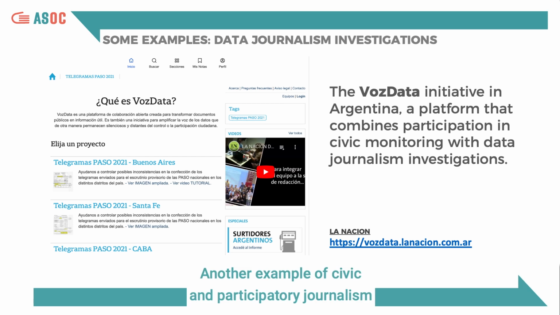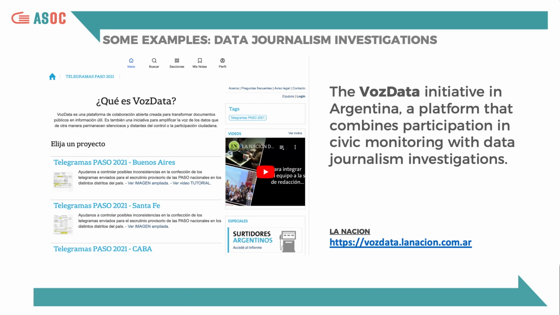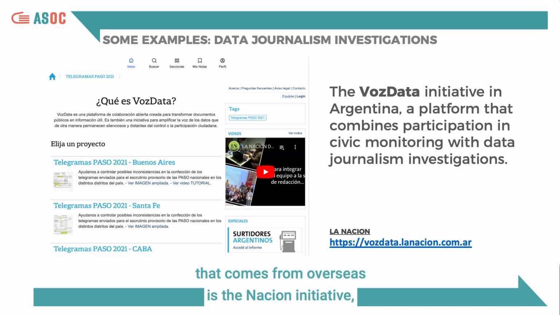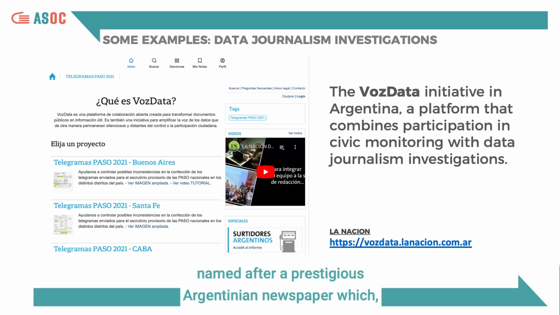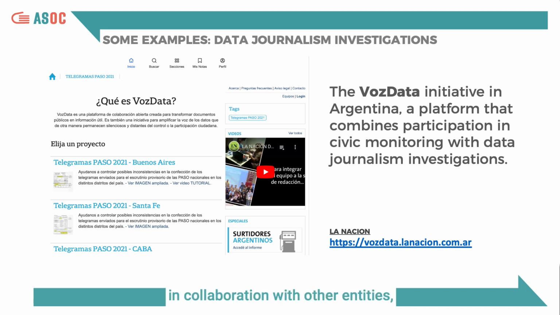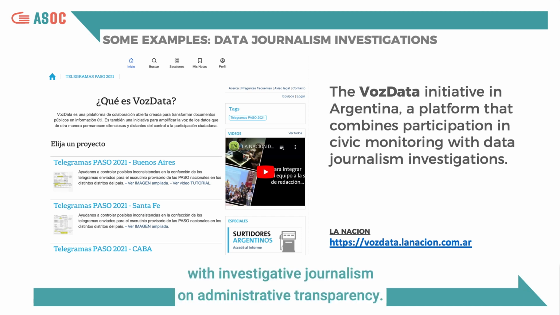An example of civic and participatory journalism that comes from overseas is the Nation Initiative, named after a prestigious Argentinian newspaper, which, in collaboration with other entities, has given life to the Voz Data project, an online platform that combines civic monitoring with investigative journalism on administrative transparency.